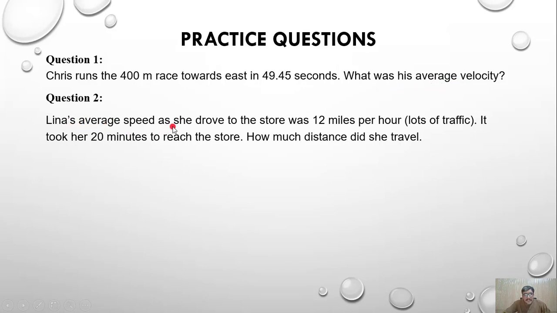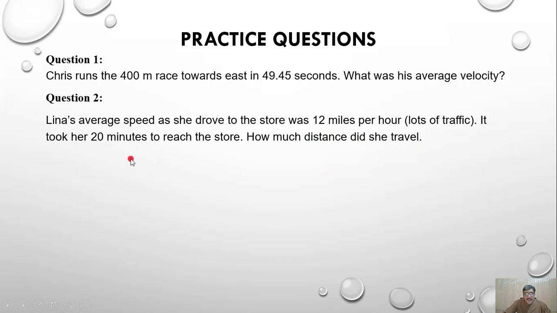Nina's average speed as she drove to the store was 12 miles per hour. Average speed is given to you, that is 12 miles per hour. There was a lot of traffic, it took her 20 minutes to reach the store, time is also given in minutes. So here what you have to do, you have to change this time into hours because here we have speed in miles per hour. So how much distance did she travel?